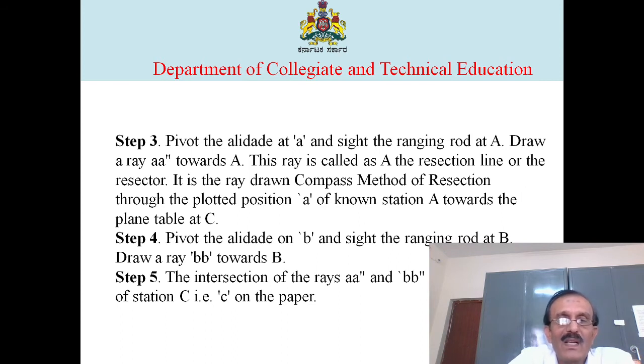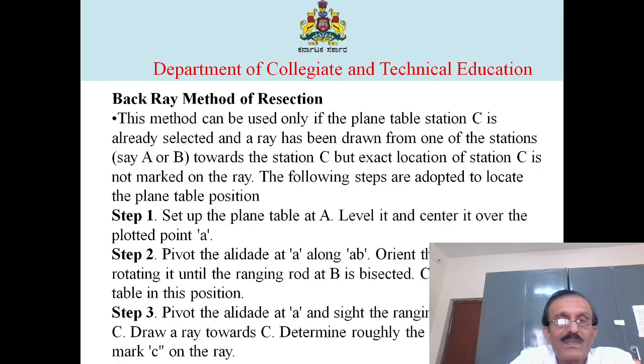It is the ray drawn by the compass method of resection through the plotted position a of the known station A towards the plane table at C. Pivot the alidade on B and sight the ranging rod at B. Draw the ray b b dash towards B. The intersection of the rays a a dash and b b dash gives the position of the station C on the paper.